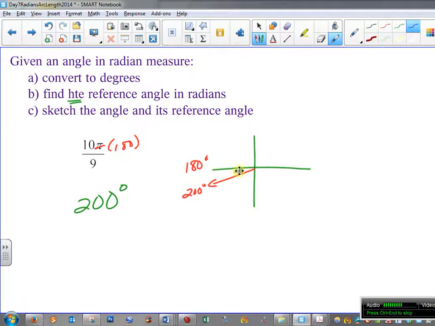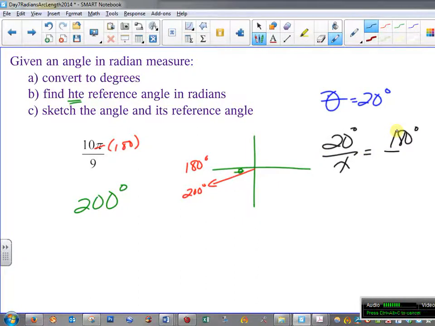The reference angle will be a 20-degree angle, because that's the difference between the 200 and the 180. But it says find the reference angle in radians. So since we found the reference angle in degrees, now we've got to convert it back to radians. So we'll say 20 degrees over an unknown quantity of radians is equal to 180 degrees over pi radians. We'll do our cross multiply. 180x is equal to 20 pi.